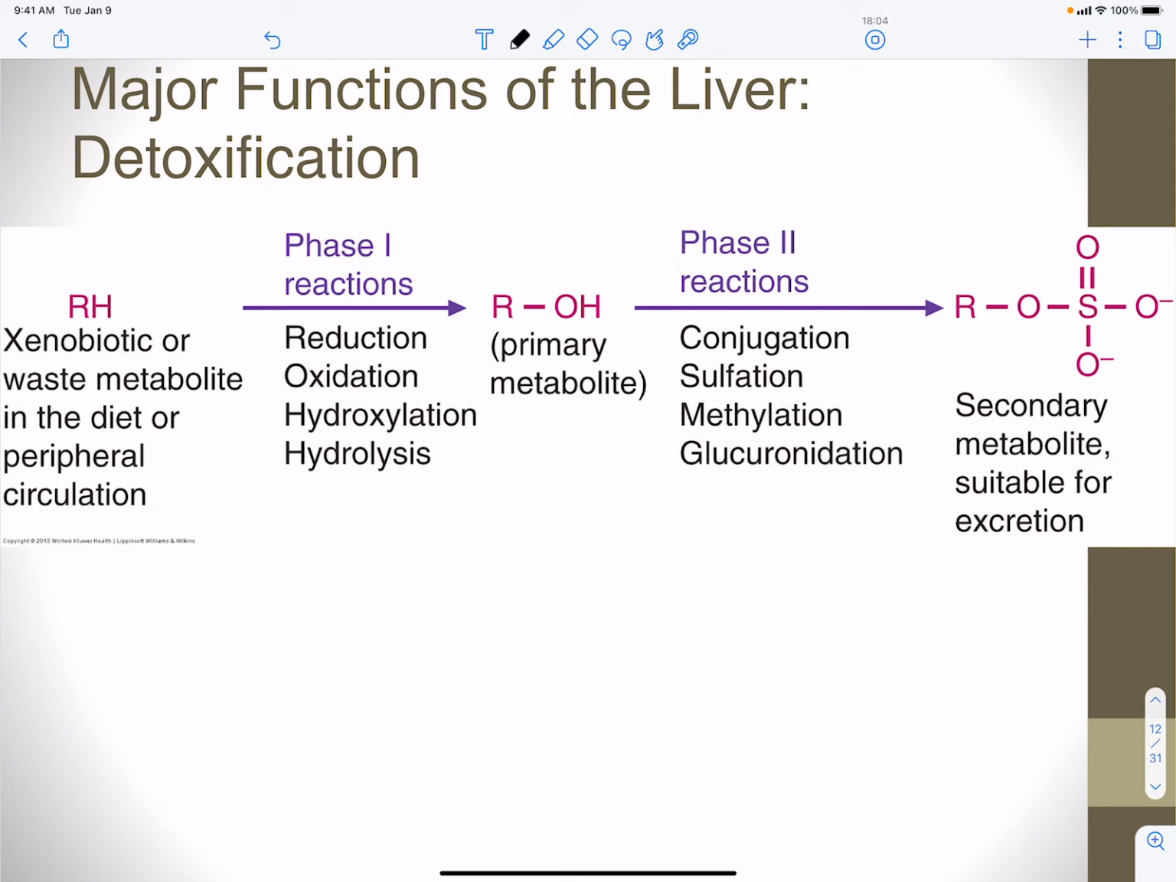The liver is going to remove the toxic compounds that are either ingested or produced by us inside during metabolism, and it's going to make them more excretable, targeting them to get excreted into either the urine or bile.